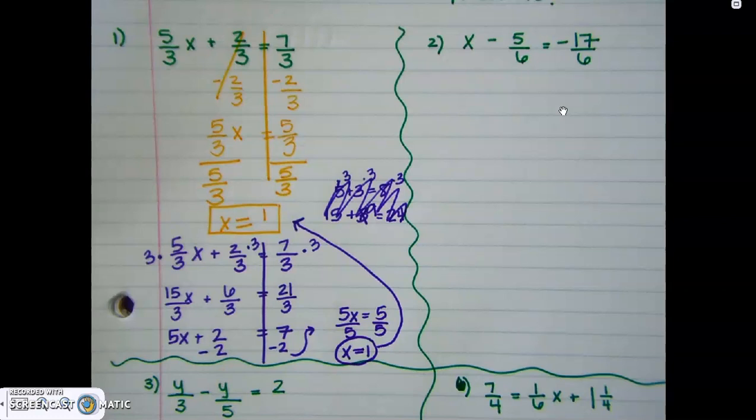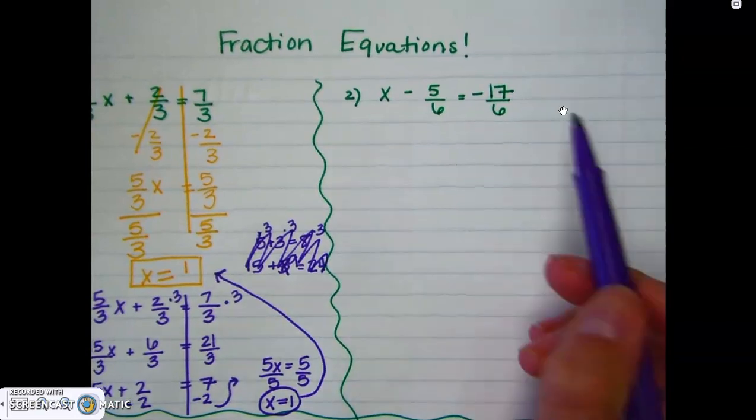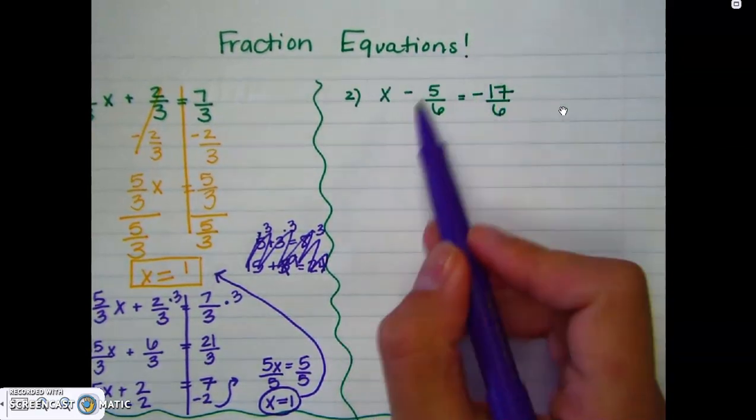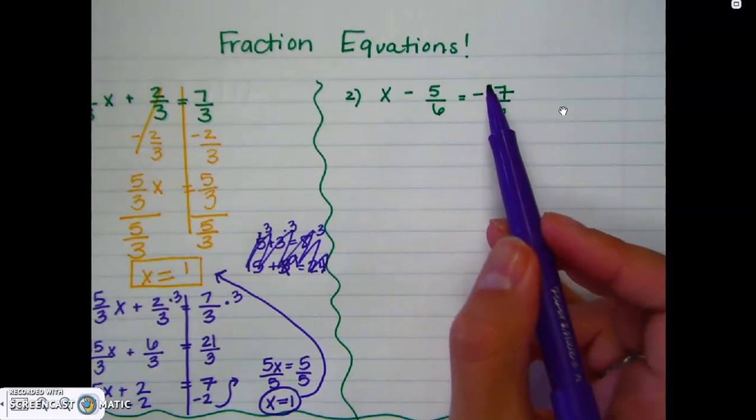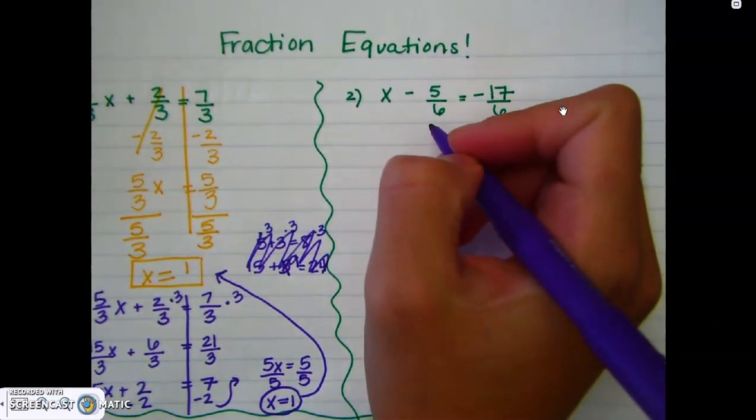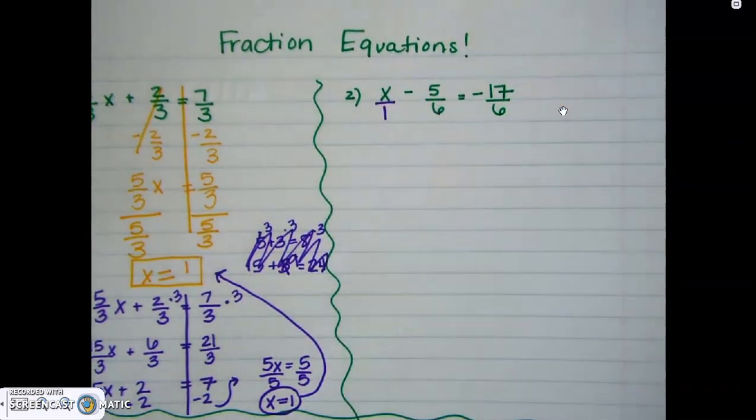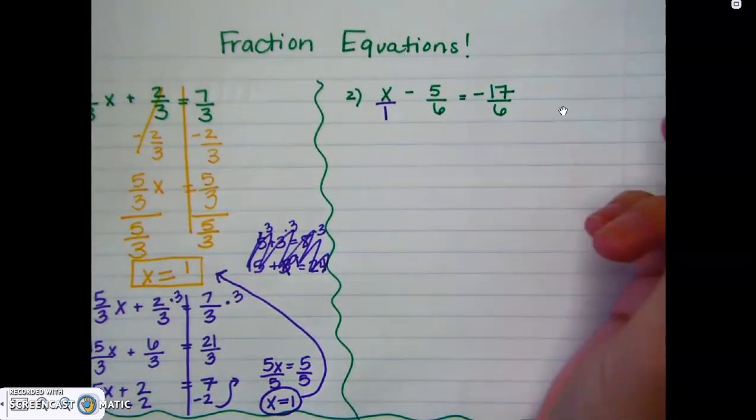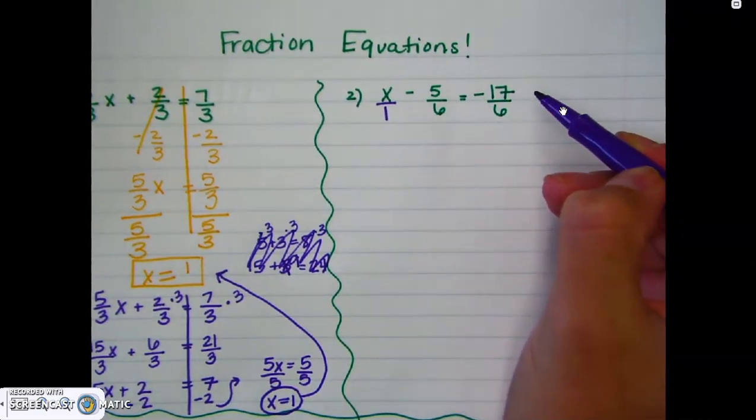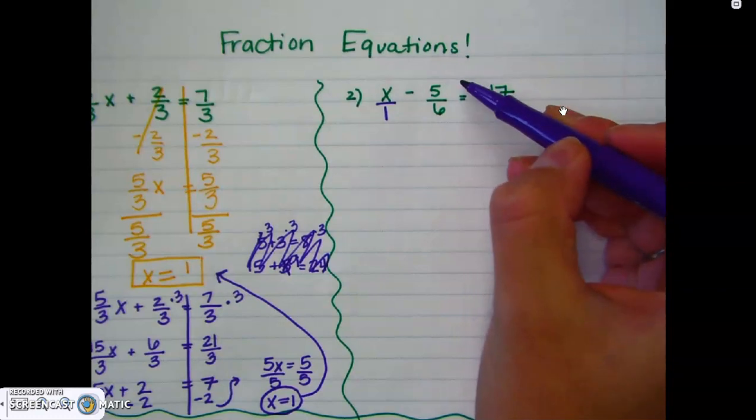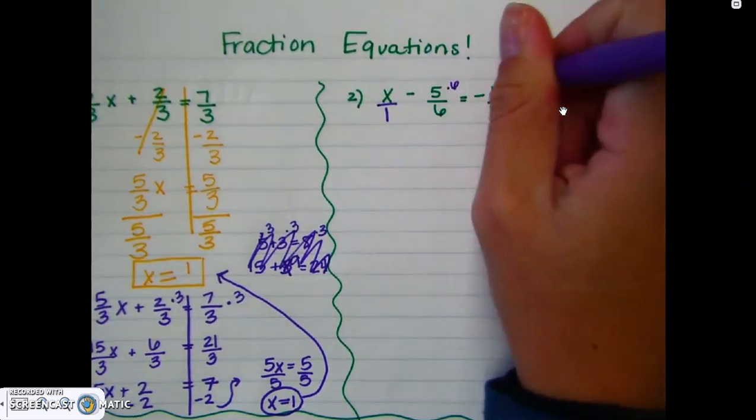Okay, number two. Number two, if you look, is slightly different because they're not all fractions. You can always make any number a fraction, even x, even though we don't know what that number is. I know I can make any number a fraction by putting it over 1. So now I have denominators 1, 6, and 6. So I have to make all my numerators divisible by 6. I can do that by multiplying the numerators by 6.